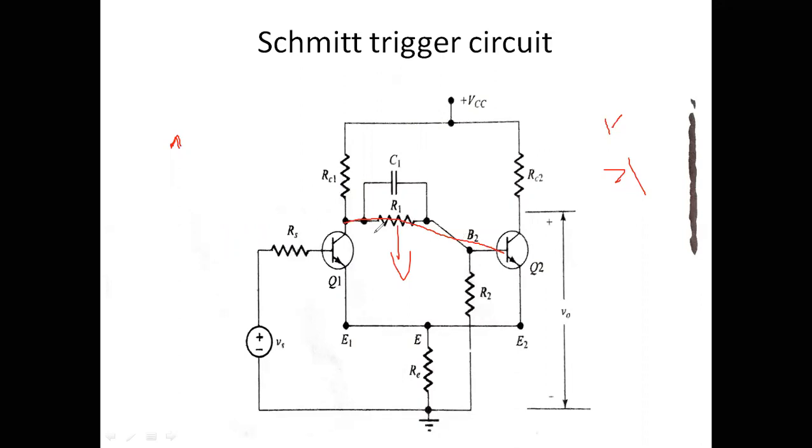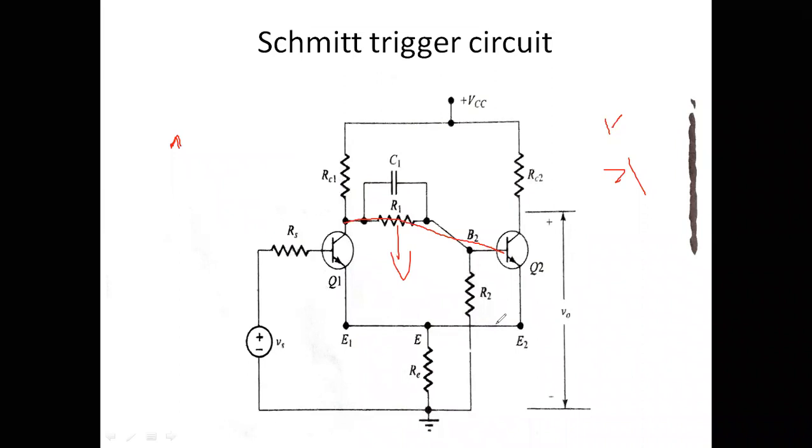Depending on the R values, the loop gain is going to change. We will see the design aspects by solving problems, where we design RC1, R1 and RE.